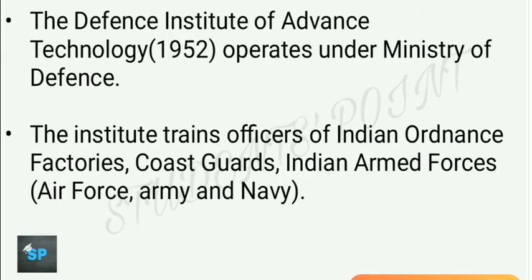And Defense Institute of Advanced Technology was established in the year of 1952. It operates under Ministry of Defense, and this institute trains officers of Indian Ordnance Factory, Coast Guards, Indian Armed Forces, which include Air Force, Army and Navy.